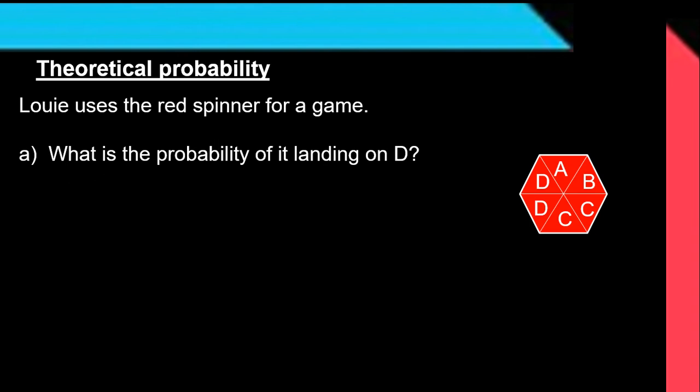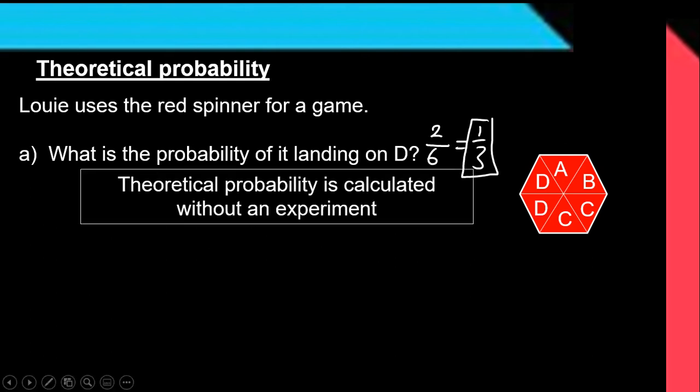Okay, so for example, if we had this spinner and Louis uses the red spinner for a game and he wants to work out the probability of getting a D. So if you look at the spinner, we have an A, B, 2 C's, 2 D's. So just like in past videos, we have 2 out of 6 because there's 6 different positions, which means a third. So the probability of getting a D is a third. This is called theoretical probability.